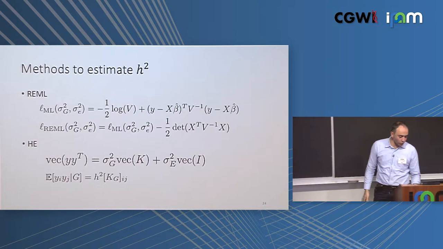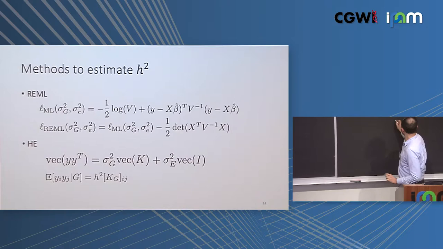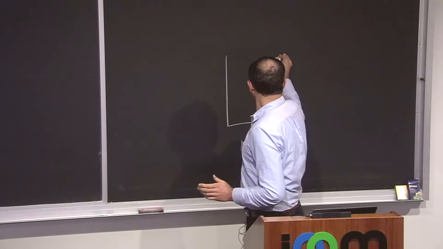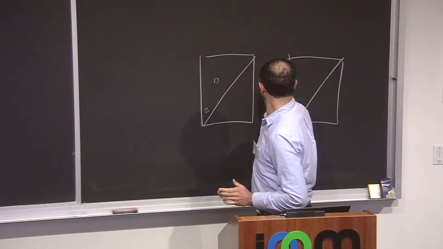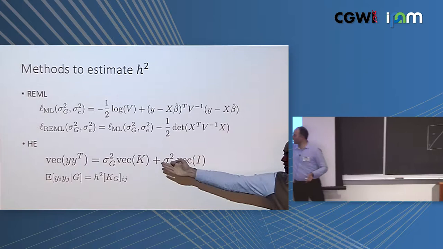All you have here is your linear kernel between y's. So if you have a matrix of y and your kinship matrix, you can basically use the entries of this matrix and fit a linear model. Your intercept would be sigma e, and your slope would be sigma g, and that's your method of moments.